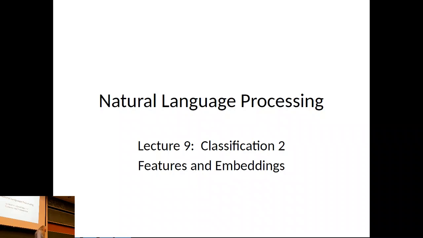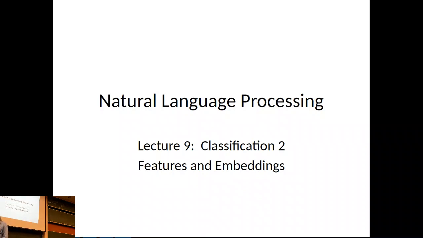So we've been talking about classification, and today I'm going to be talking about features for classification, and I'm going to give the first introduction to a small part about word embedding. We'll be talking about deriving word embeddings later in the course, but I'm going to talk a little bit about using word embeddings because you may want to care about this for your project and some of the upcoming homeworks.